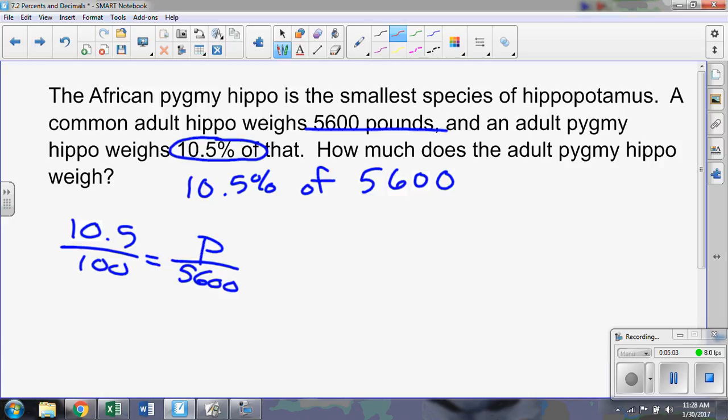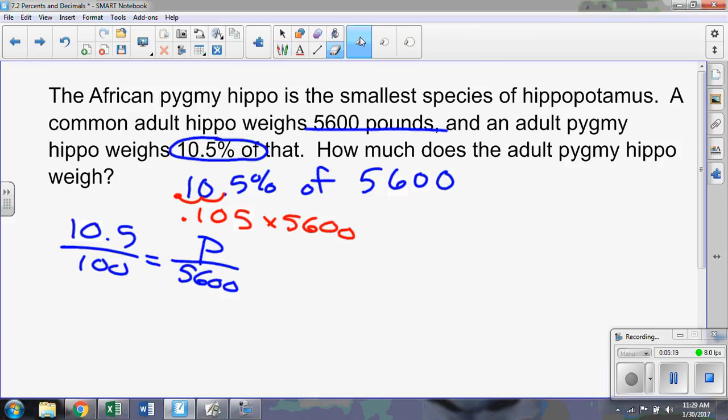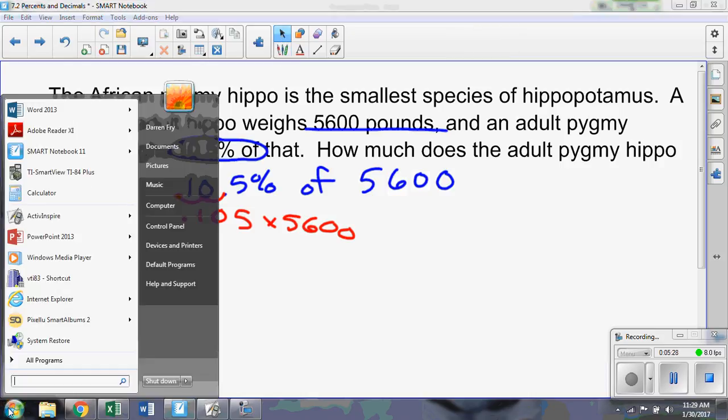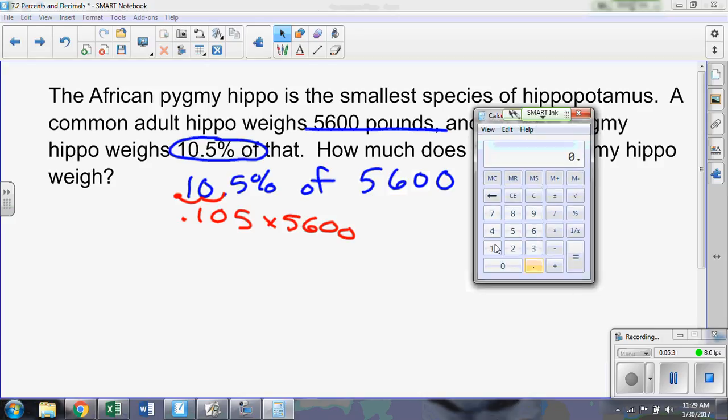Again, this is intended to be the decimal method, and our decimal method would simply say, well, we can convert this to its decimal format, 0.105, of means to multiply, and so all we're doing then are putting down 0.105 times 5600. And if we wish to save ourselves some time, we can simply grab a calculator. 0.105 times 5600. There we go, 588.